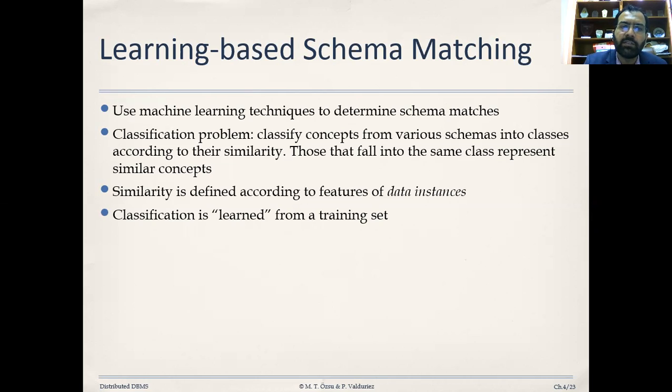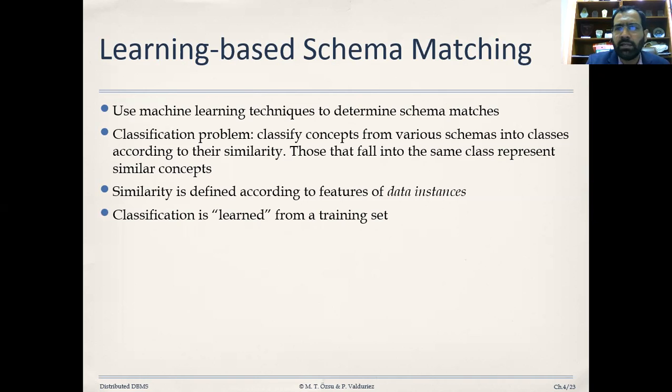When I say classification problem, basically it means that we have to classify the concepts. So we have to classify, for various schemas, into classes according to the similarity we have. Those that fall into the same class represent a similar concept. That is one way by which we can do it. For that purpose, we might have various methods, for example, support vector machines. Sometimes we can use the ANN approach, or we might use other approaches as well.